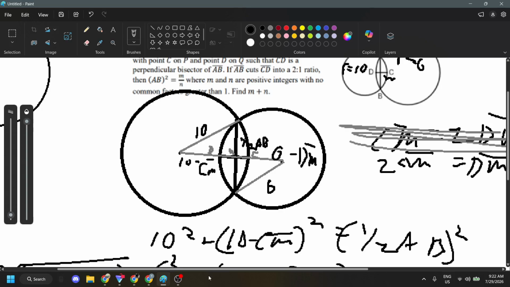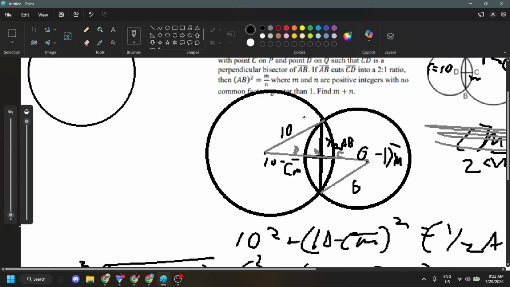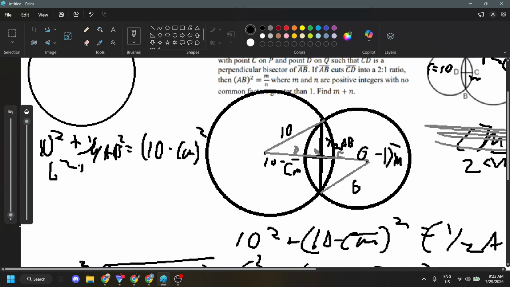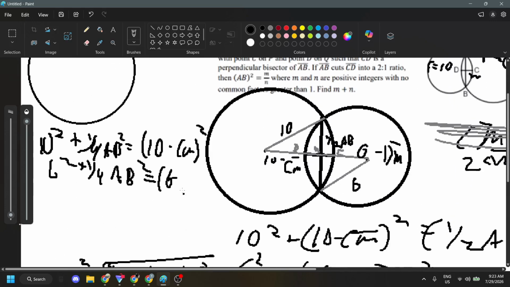I see what I did wrong. I said the hypotenuse plus this squared plus this squared equals this, but it's really this squared plus this squared equals this. So let's redo that. 10 squared plus 1/4 AB squared is equal to 10 minus cm squared, and 6 squared plus 1/4 AB squared is equal to 6 minus 2 cm squared.